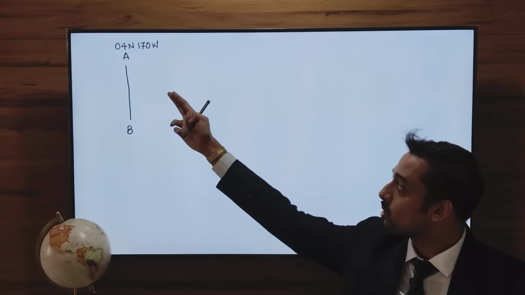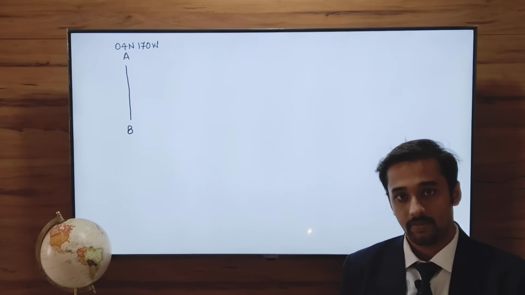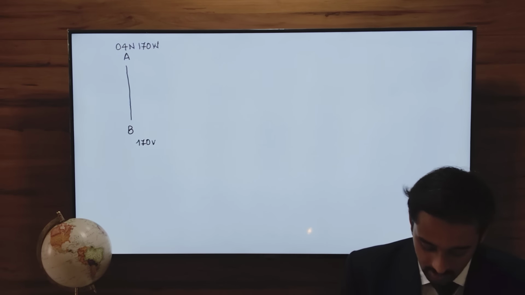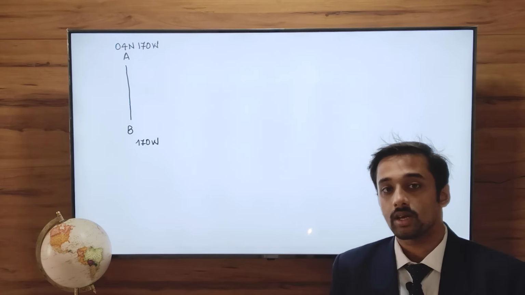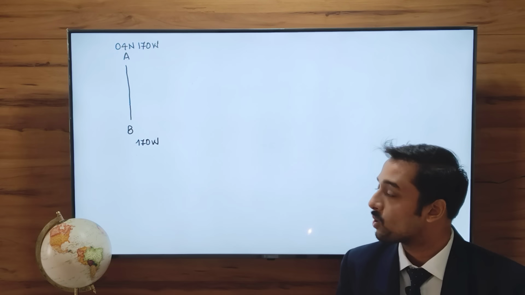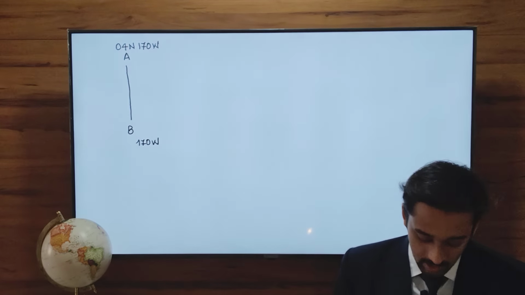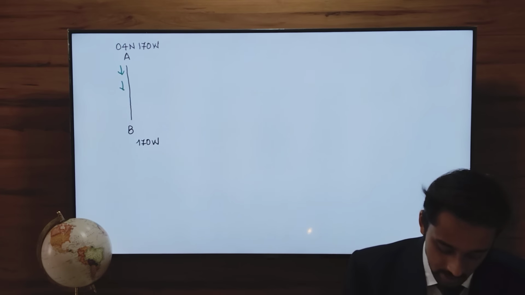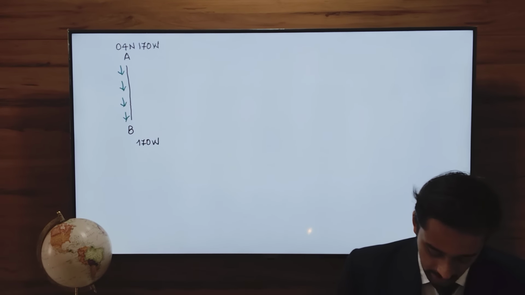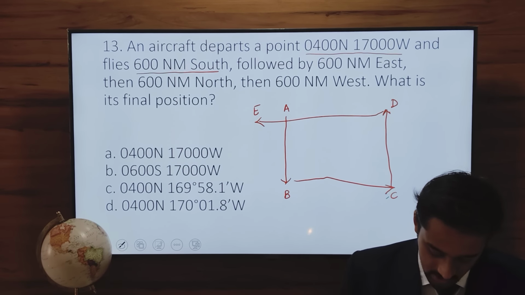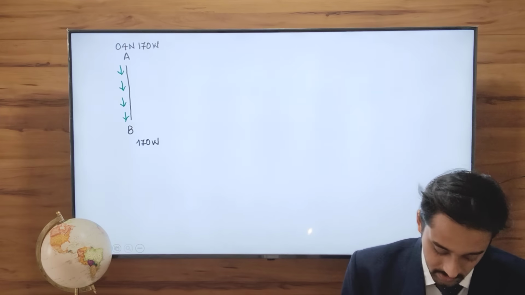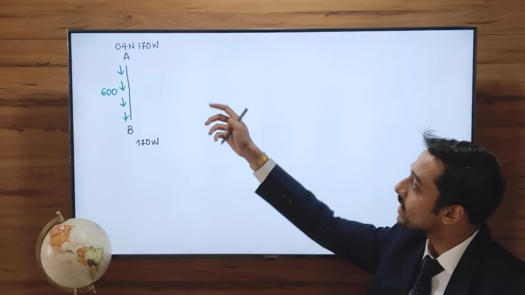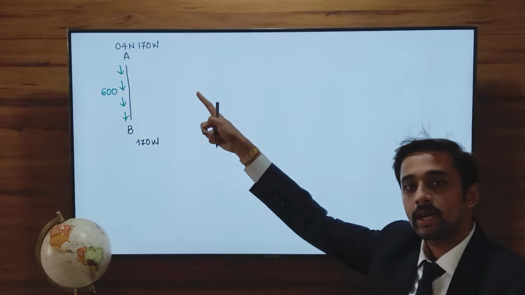Now as you can see, both these points are at the same longitude, right? So the longitude of B will also be 170 west. What will change is the latitude. Point A is 4 north. Point B latitude will be something else. Now this flight comes down from A to B, and in so doing, it covers a distance of 600 nautical miles.